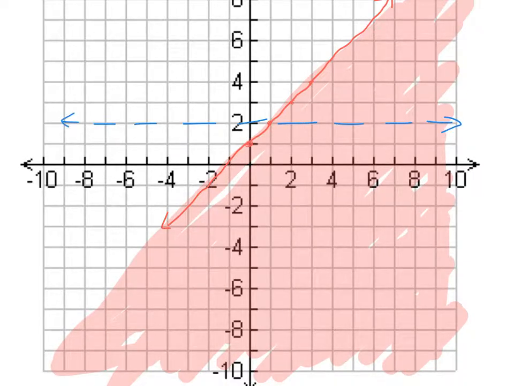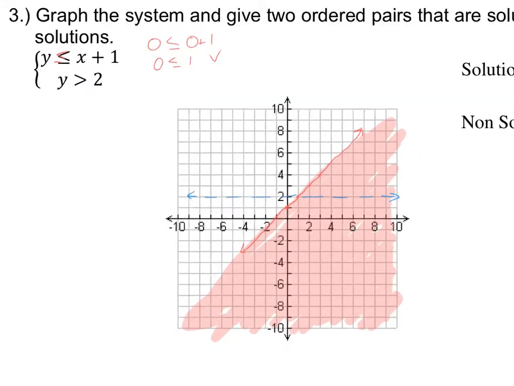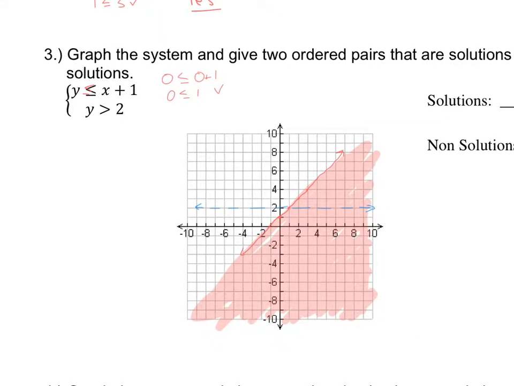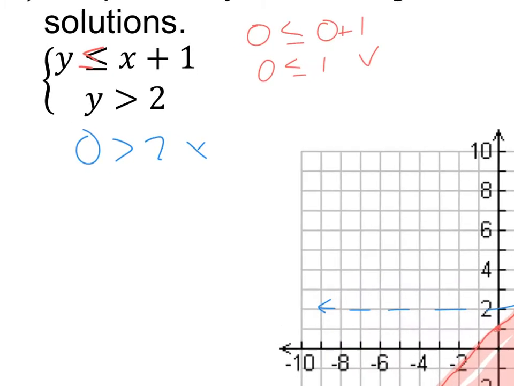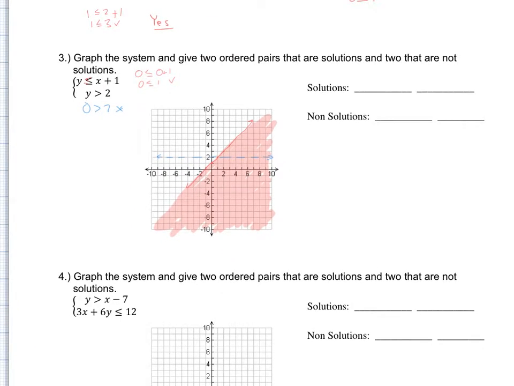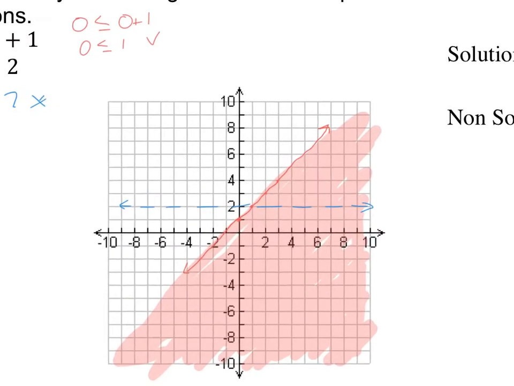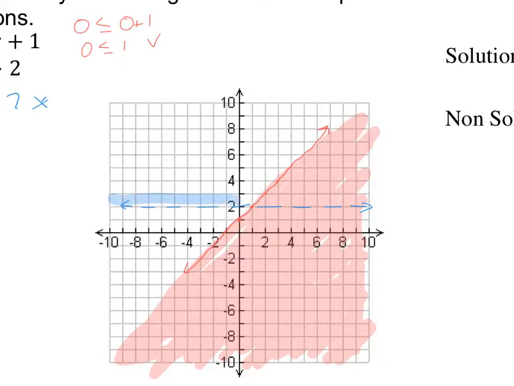And arrows at the end. All right, now, if I plug in 0, 0, there's no x value, but if I plugged in 0 for y, 0 is greater than 2 is not true, right? That means the origin right here is not a solution. And thinking logically, y is greater than 2, so that means everything above the line. Everything above the line is going to be a solution.